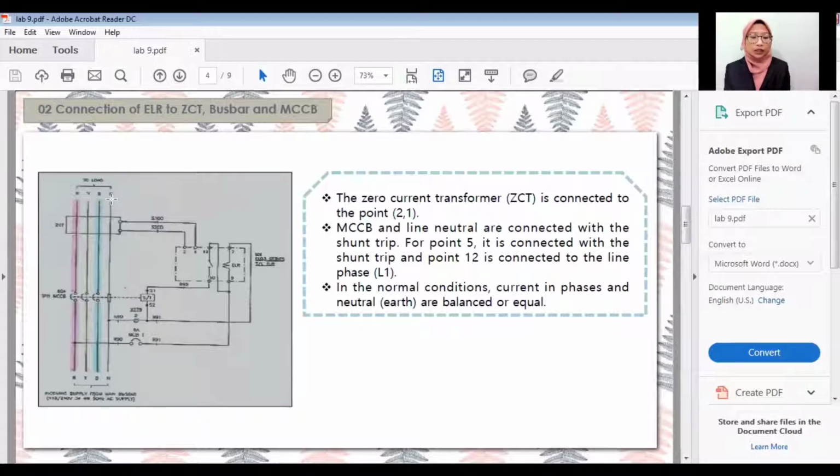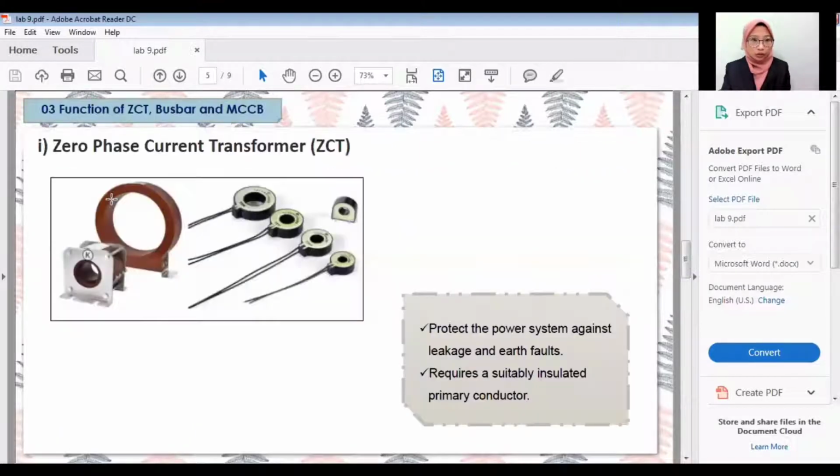The zero current transformer is connected to the pin 1 and 2. So next, the molded case circuit breaker and line neutral are connected with the shunt plate. In the normal conditions, current in phase and neutral earthing are balanced or equal. But when the earth leakage occurs, the zero current transformer will detect the unbalanced current flow, and once earth leakage relay gets the signal, the shunt plate coil of MCCB will get power supply and it will trip the MCCB.